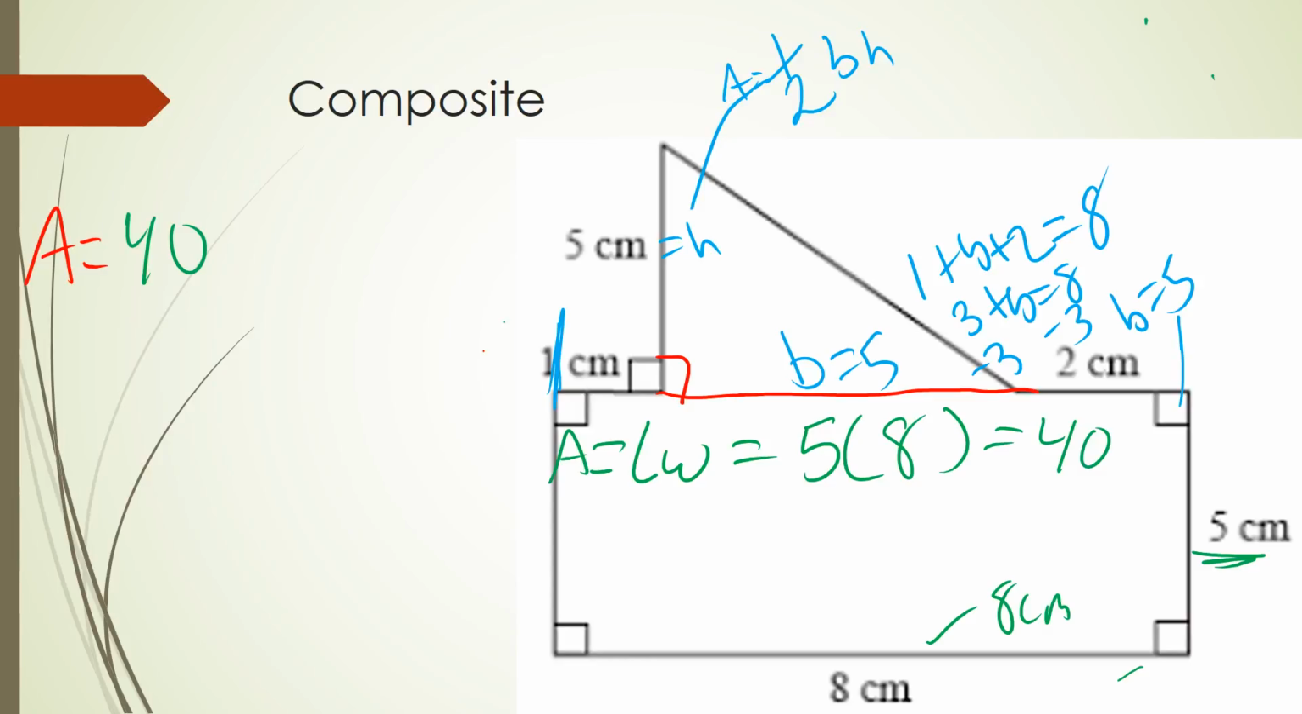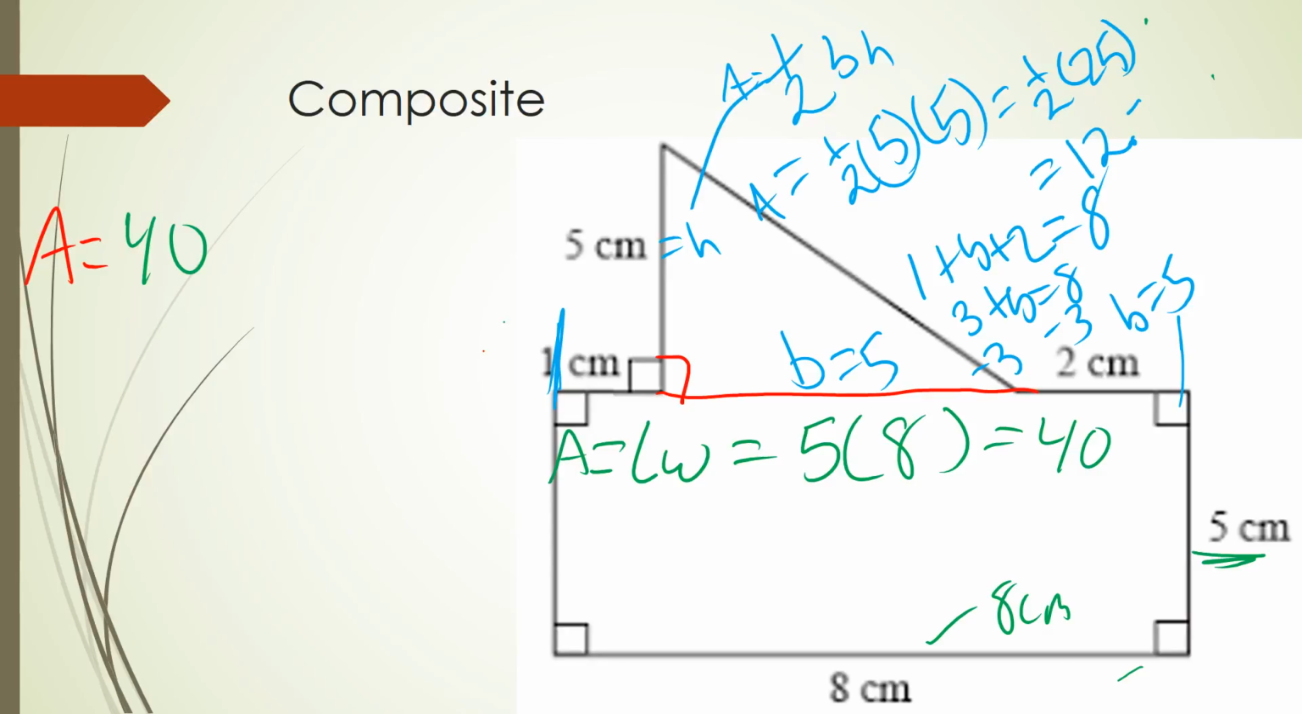Now that we know that, we can just come back in and put it into our formula. So the area is 1/2 the base, which is 5, times the height, which again is 5. So we have 5 times 5, so that's 1/2 times 25. And of course, half of 25 is 12.5. So that's going to be the area of the triangle. So we can come over here and put that 12.5 over there.